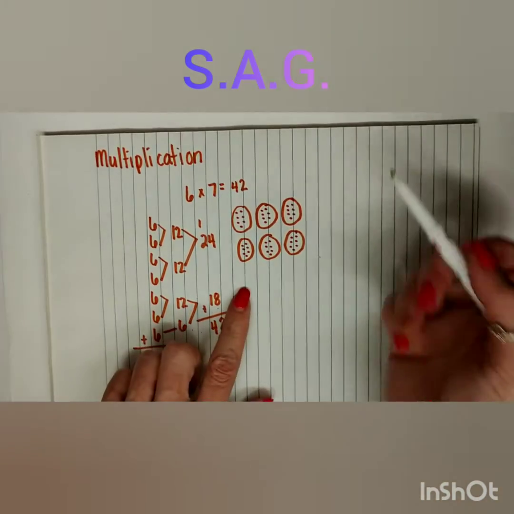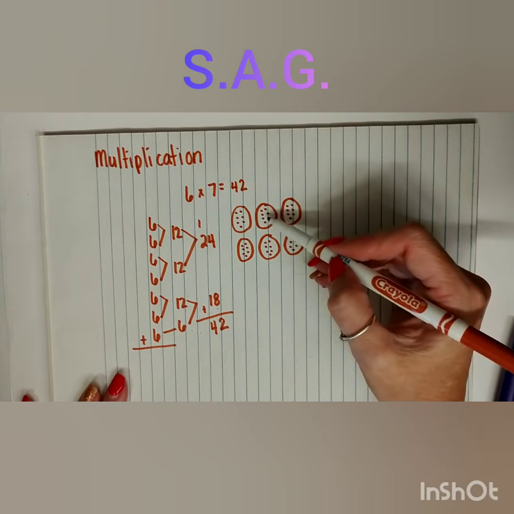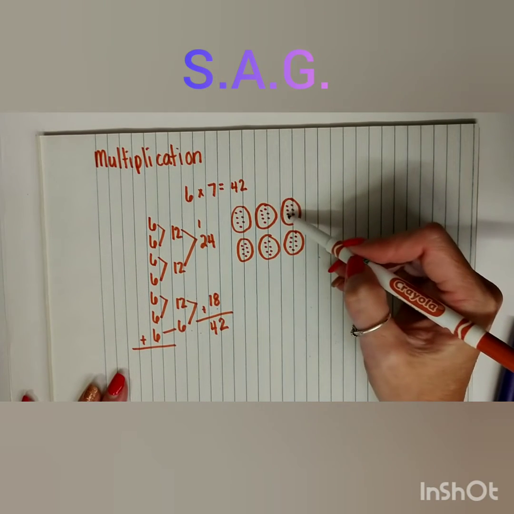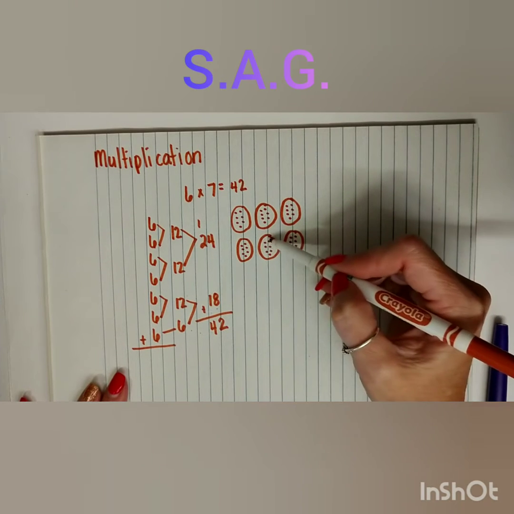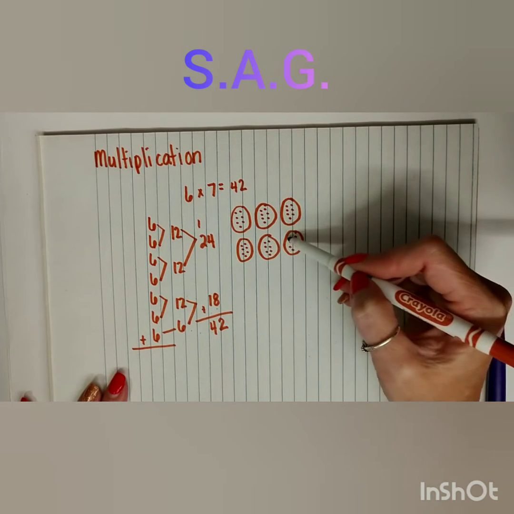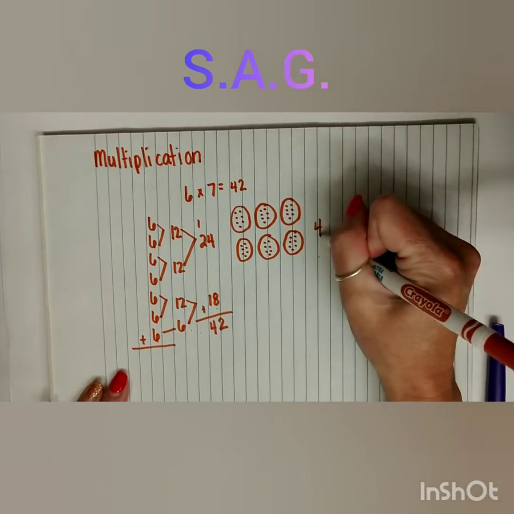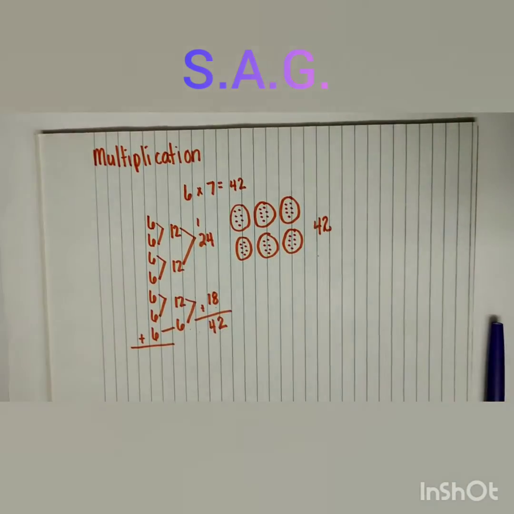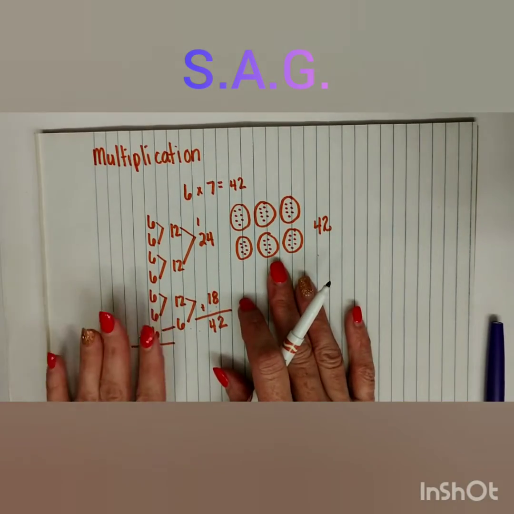All right, and then I can count them. 7, 8, 9, 10, 11, 12, 13, 14, 15, 16, 17, 18, 19, 20, 21, 22, 23, 24, 25, 26, 27, 28, 29, 30, 31, 32, 33, 34, 35, 36, 37, 38, 39, 40, 41, 42. And so I can solve it that way. All right. So these are a couple of strategies where I can solve if I don't know my facts.